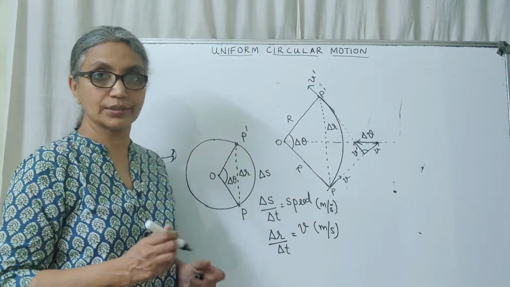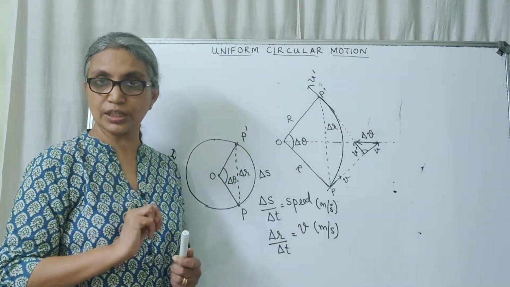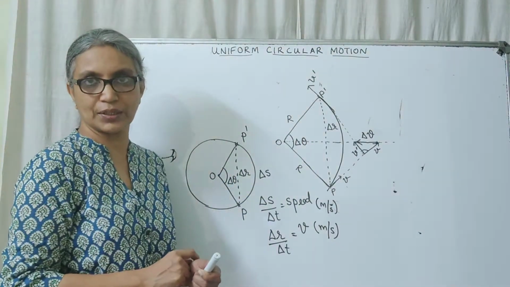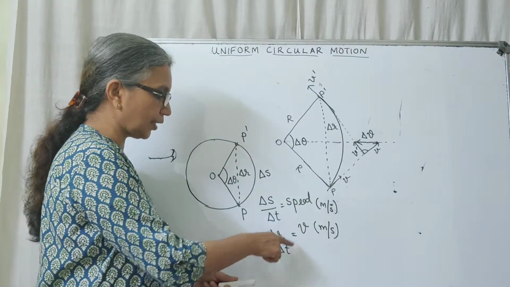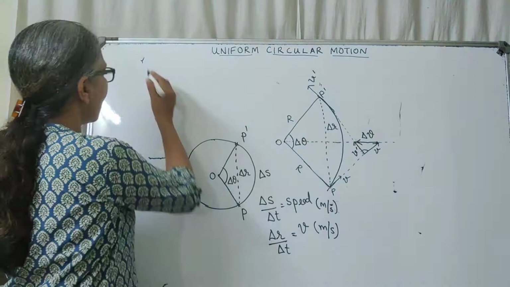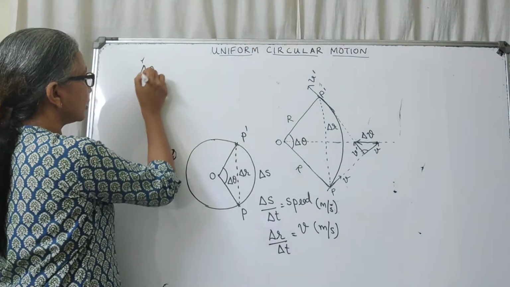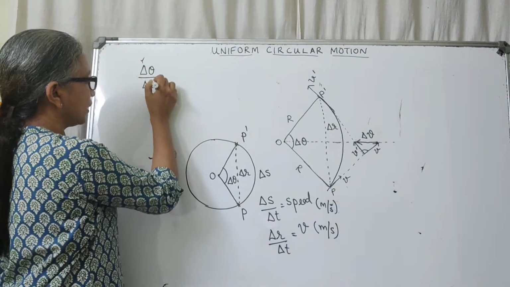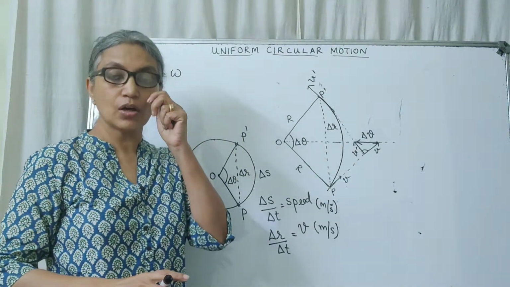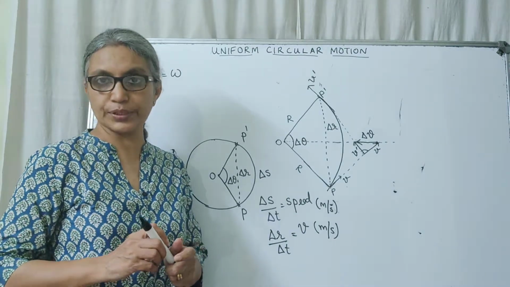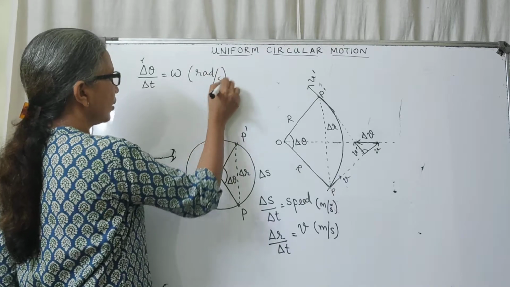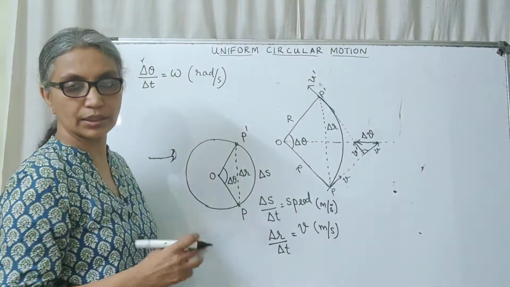So when a body executes circular motion, it has two types of displacement. One is the linear displacement, the other one is the angular displacement. The linear displacement by time is the linear velocity v expressed in meter per second, and the angular velocity, that is angular displacement by delta t, is what we have as omega, referred to as the angular speed or the angular frequency, which is given in radian per second, because for theta the SI unit is radian and time is in seconds.